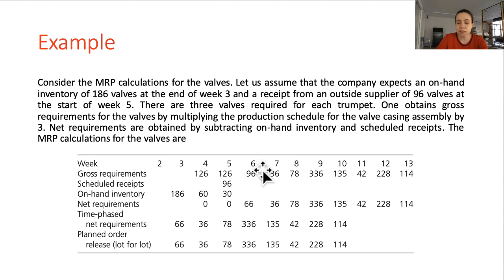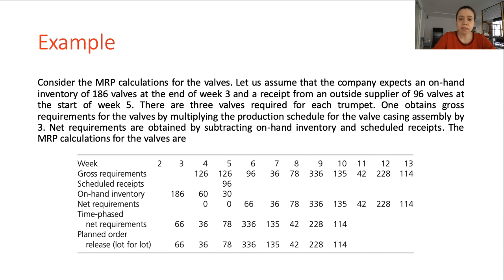And for week 6, the gross requirement is 96. Since we have an on-hand inventory of 30, the net requirement is 66. And we take the gross requirements as net requirements for the rest of the periods. And we obtain these net requirements, and we know that production lead time is 3 weeks. For the time-phased net requirements and planned order release, we shift these net requirements 3 periods earlier and obtain these numbers. And that is all for this example.